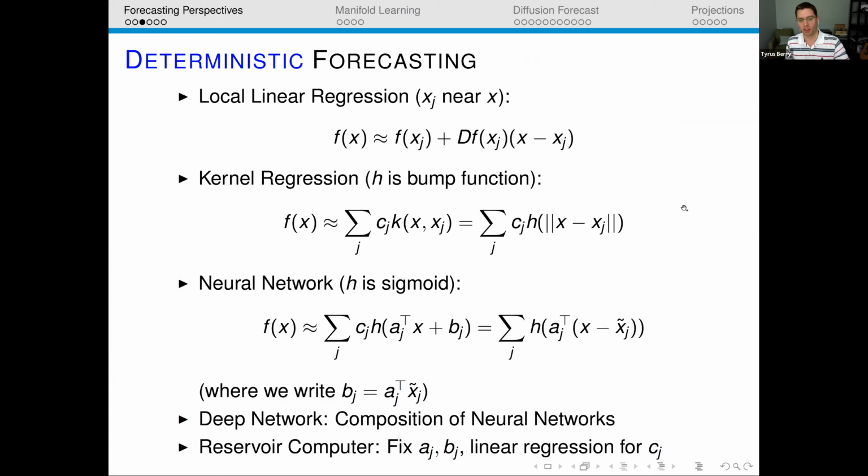So within the realm of deterministic forecasting, we're going to come back to this later. I wanted to do a comparison of the different interpolation methods that are out there. This is not exhaustive, but there are a lot of similarities between them.